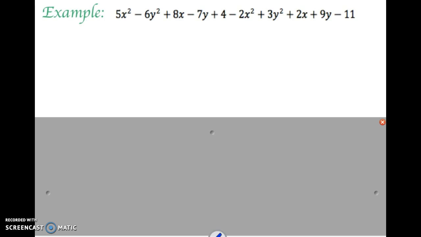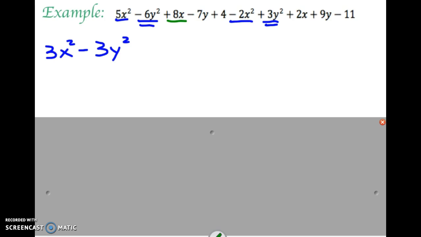All right, a couple last examples. Let's do this one. We got 5x squared and a minus 2x squared. So 5 minus 2 would be 3x squared. Next, we got the minus 6y squared and a plus 3y squared. Negative 6 plus 3 would give us a negative 3, so that's still y squared.